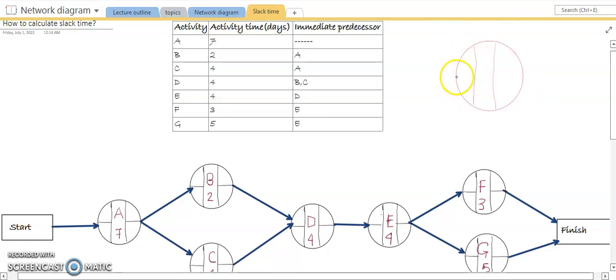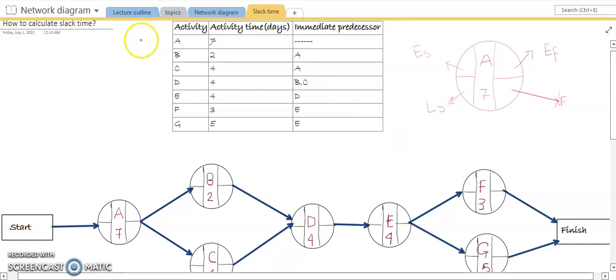So suppose this is a circle and it is being broken down into 4 pieces. The center of the circle will always be the actual activity and its expected or estimated time to complete it, for example A and 7. The first corner of this activity will always be the earliest start time. The second corner will always be the earliest finish time, and this corner will represent latest start, and this will represent latest finish time.